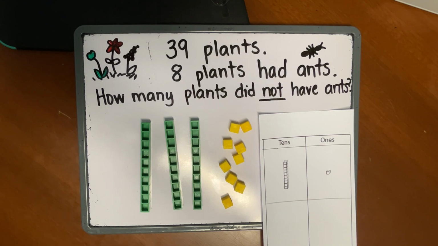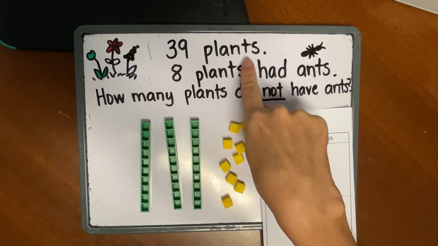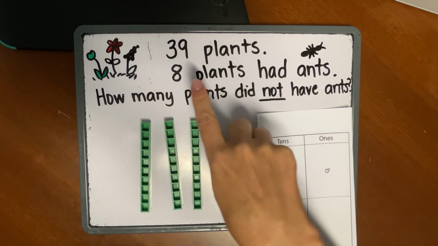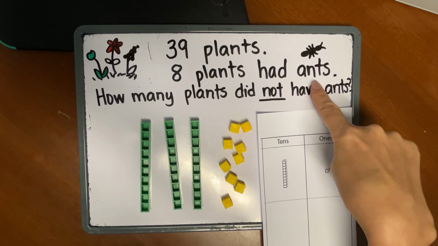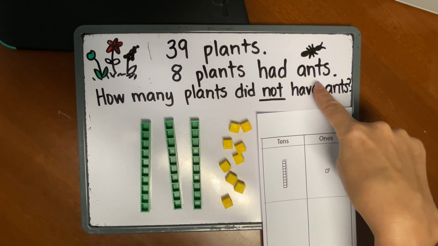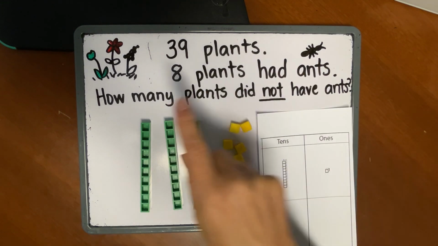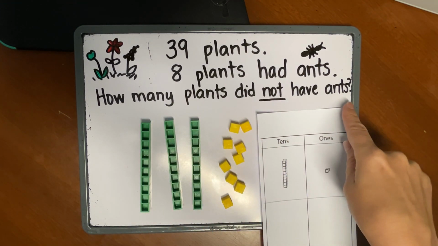The children were in the garden observing plants and animals. They saw 39 plants in the garden. They saw that 8 plants had ants on them, and all the rest did not have ants on them. How many plants did not have ants?